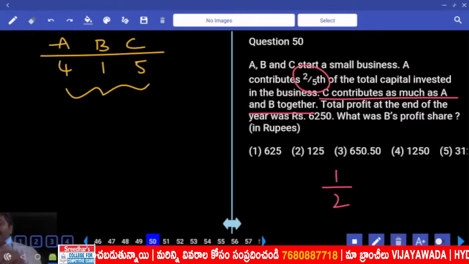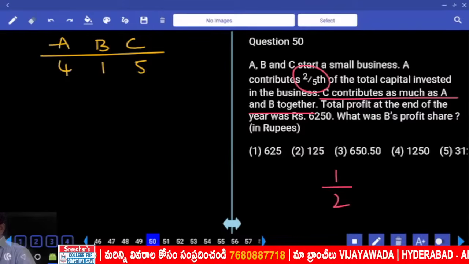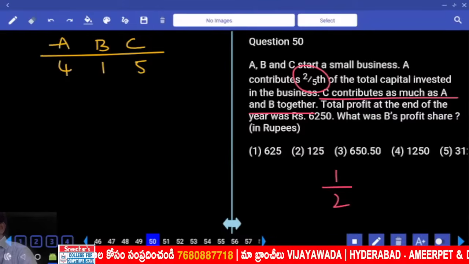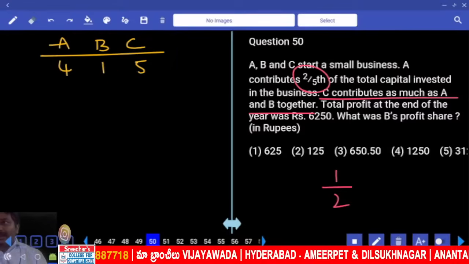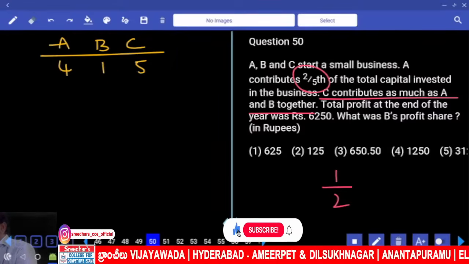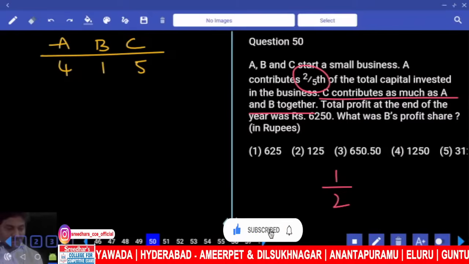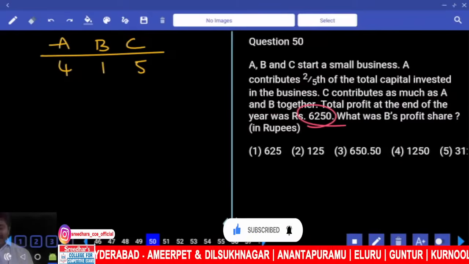Total A, B, C together, what is their ratio? 4:1:5. Total 10 parts. Out of 10 parts, how many parts is B getting? 1. Which is simply removing 0, right? Remove 0. 625.